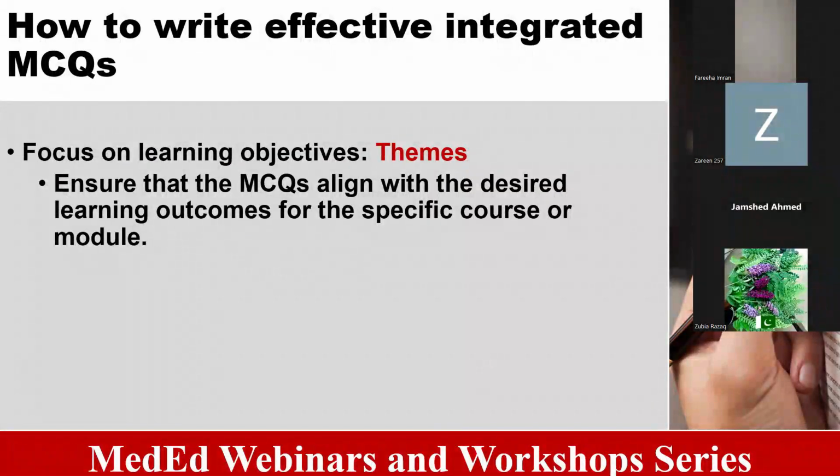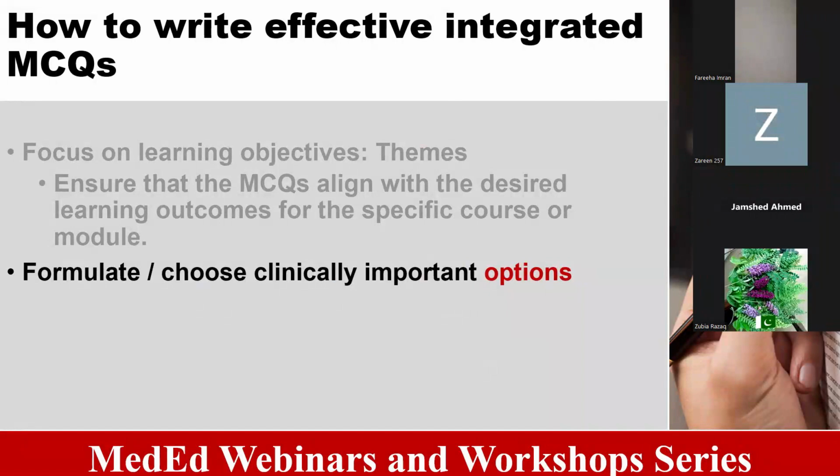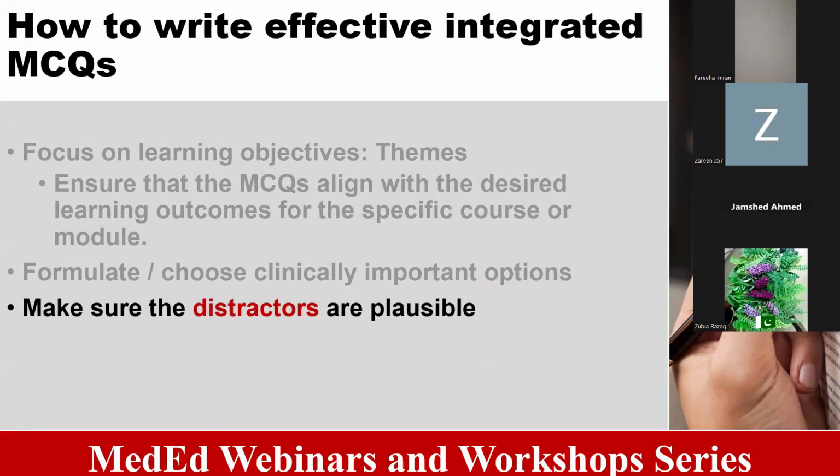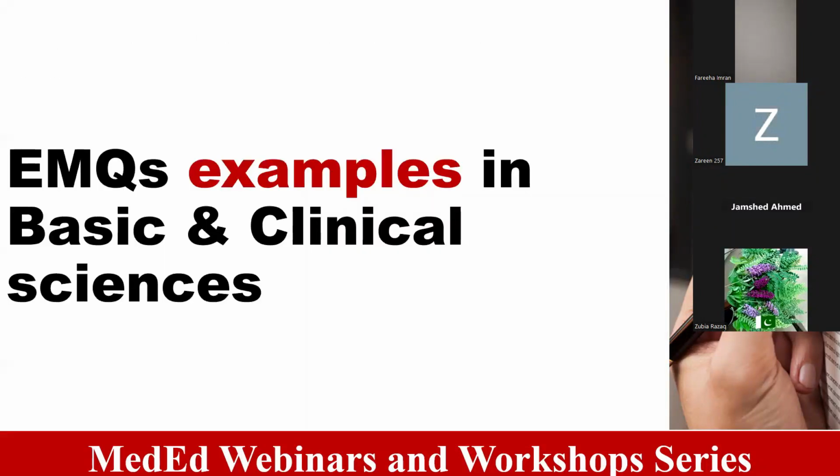Then focus on learning objectives, that's the themes. Ensure that MCQs align with the desired learning outcome for the specific course or module. I think this is very important. When we are choosing themes, we should keep in mind the learning outcomes of the course. Then formulate or choose clinically important options. Make the distractors plausible. That's very important. If the distractors are obviously false, then they lose their usefulness. So they should be as close to the diagnosis as possible. And choose clinically important or realistic scenarios.